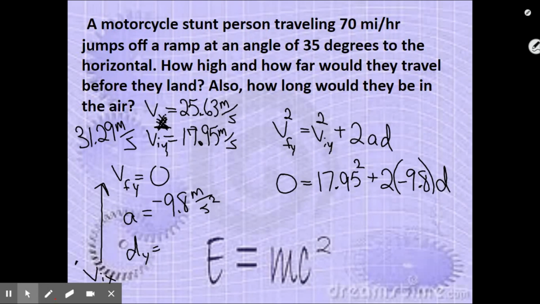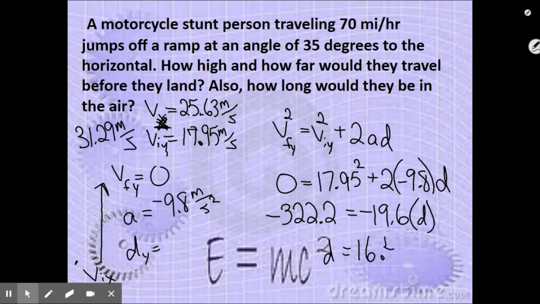So we're going to square that 17.95 and subtract it over to the other side. So that gives me negative 322.2, and that equals my 2 times my negative 9.8 gives me negative 19.6 D. So if I divide each side by negative 19.6, my distance is going to be 16.44 meters, and that's in the y direction. So that's how high it's going to go.